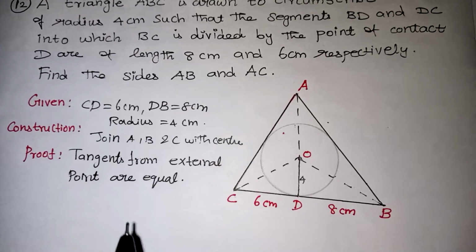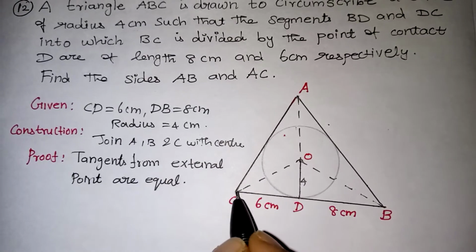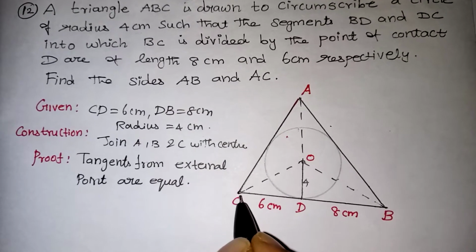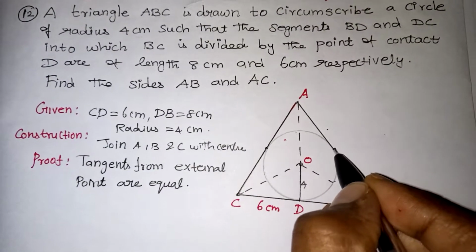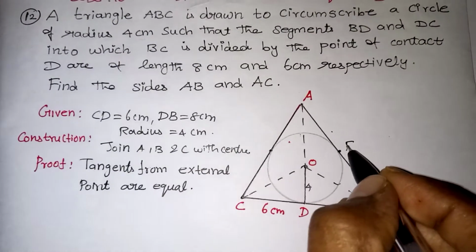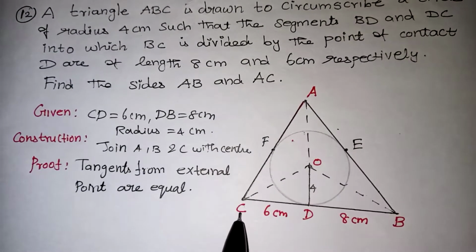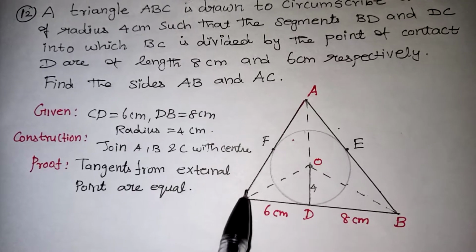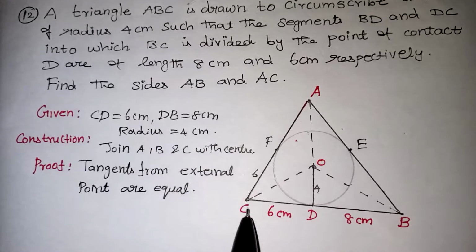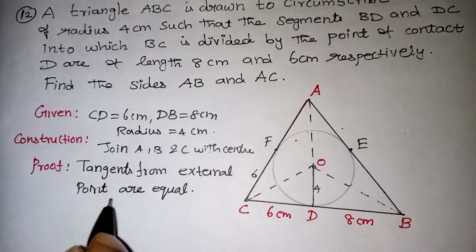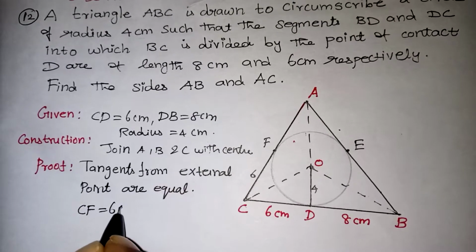Before writing this, tangents from an external point are always equal. Suppose C is my exterior point. Here we are getting two points of contact. We'll take some names: D, this is E, and this is F. Now here CD is 6 centimeter. Definitely CF also will be 6 centimeter, because CD is a tangent and CF is also a tangent. Since the tangent lengths are equal, we can write CF is equal to 6 centimeter.